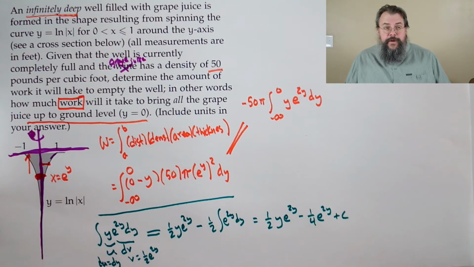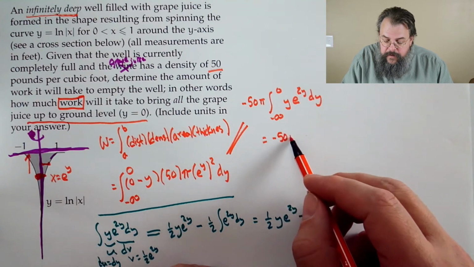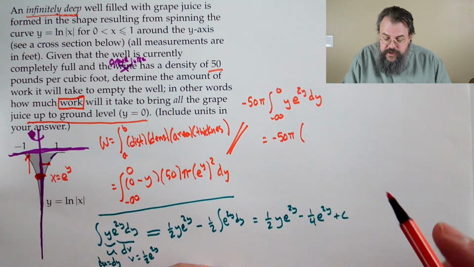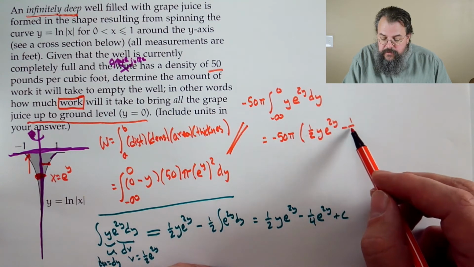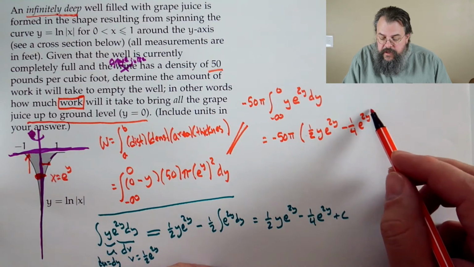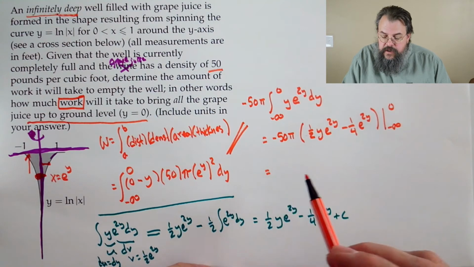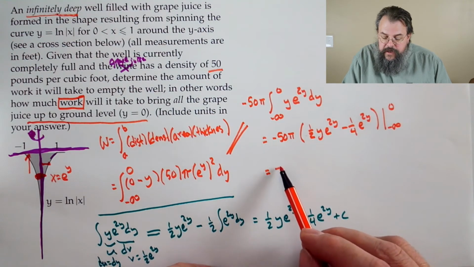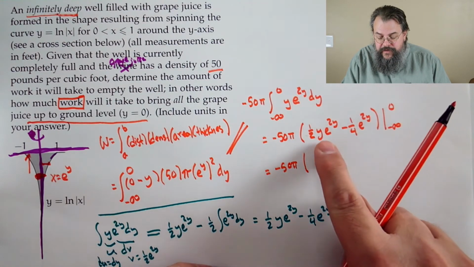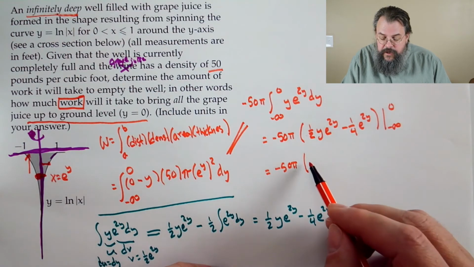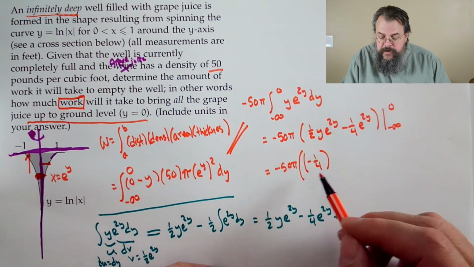So, picking up where we were, this becomes negative 50 pi, and this expression here, 1/2 y e to the 2y minus 1/4 e to the 2y, evaluated from minus infinity to 0. So, plug in 0. You have minus 50 pi, then you'll get 0 here because of that 0, and you'll have minus 1/4 times e to the 0, which is 1. Okay, subtract.